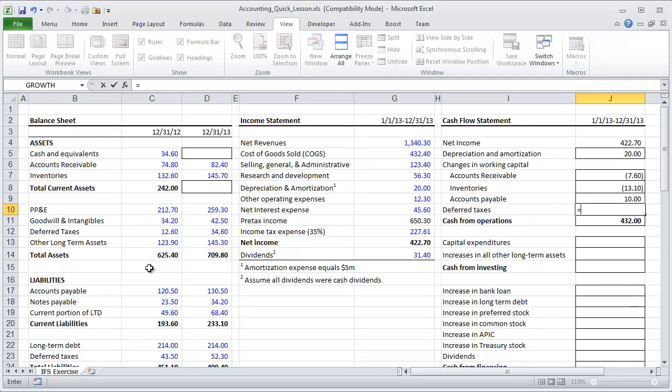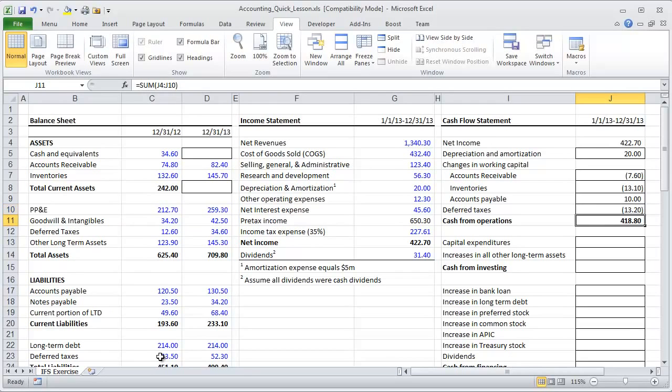And there are two types of deferred taxes, in fact. There are deferred tax assets, and here we recognize the cash impact of an increase of 22 million in deferred tax assets should be reflected as an outflow. But we also have deferred tax liabilities, and an increase in deferred tax liabilities is actually an inflow.